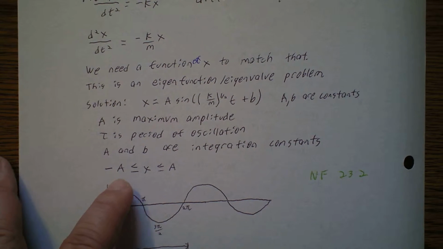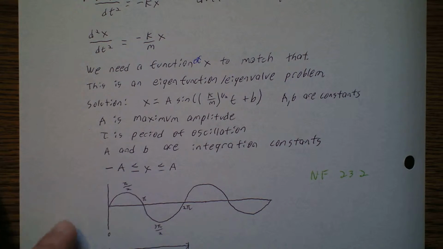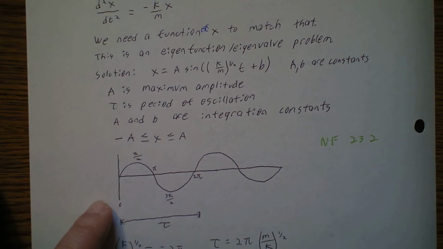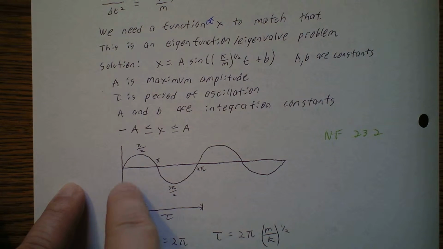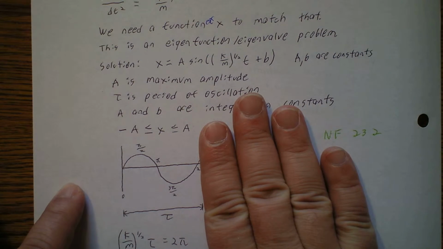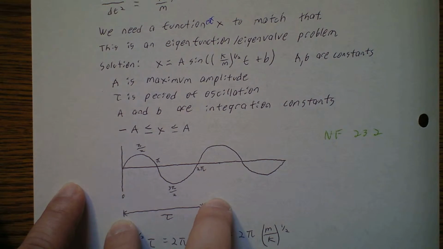So we get minus A is less than or equal to X, which is less than or equal to positive A. So here's the sine wave. If we have it going from 0 to 2 pi, well, this is the x-axis, right? So 2 pi is one oscillation, that's one period, that's tau.